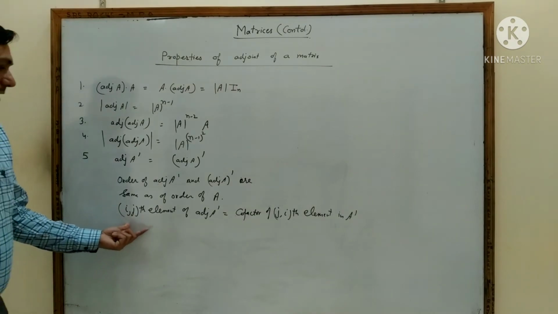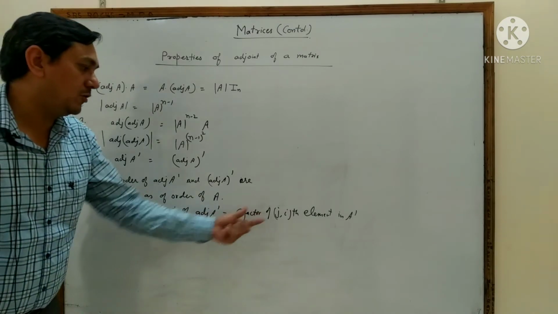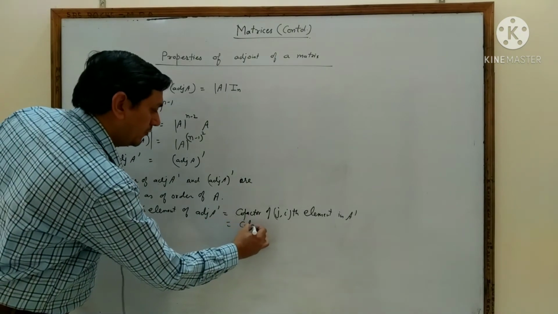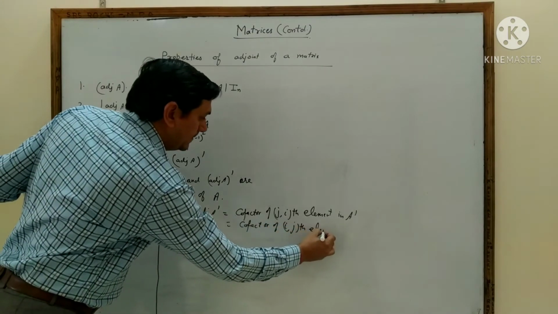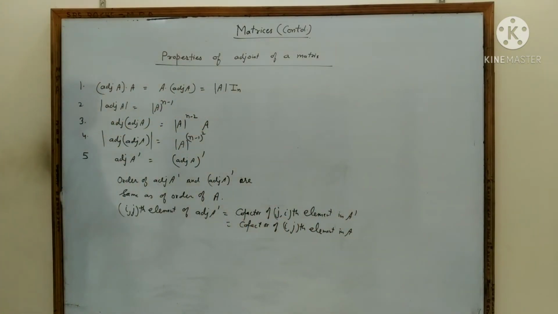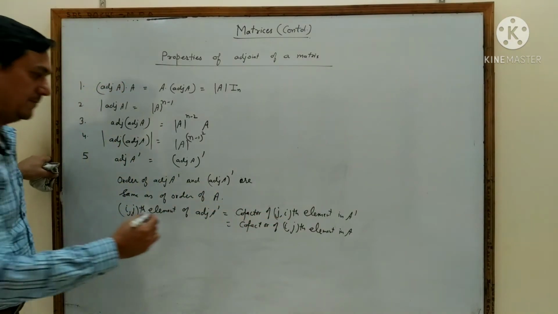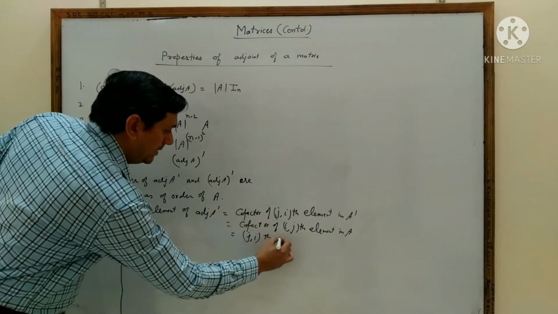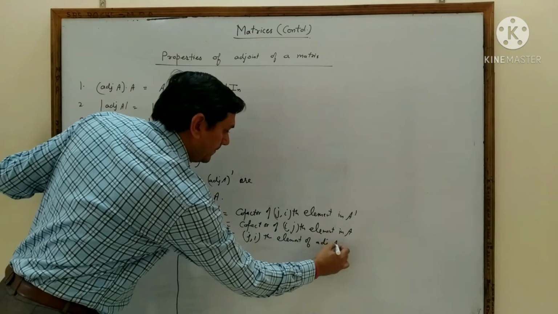From where does the ijth element of adjoint of A dash come from? It is the cofactor of the jith element in A dash, which is equal to the cofactor of the ijth element in A. The element present at the jith position in A dash will be present at the ijth position in A, and it is the jith element of adjoint of A.